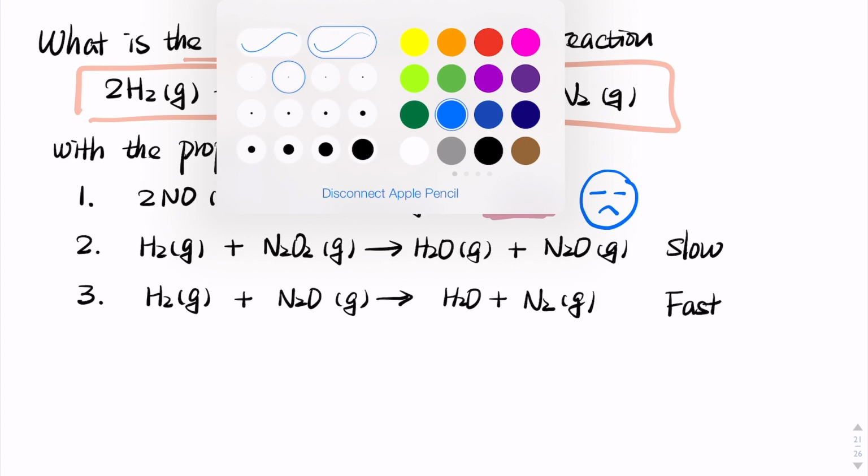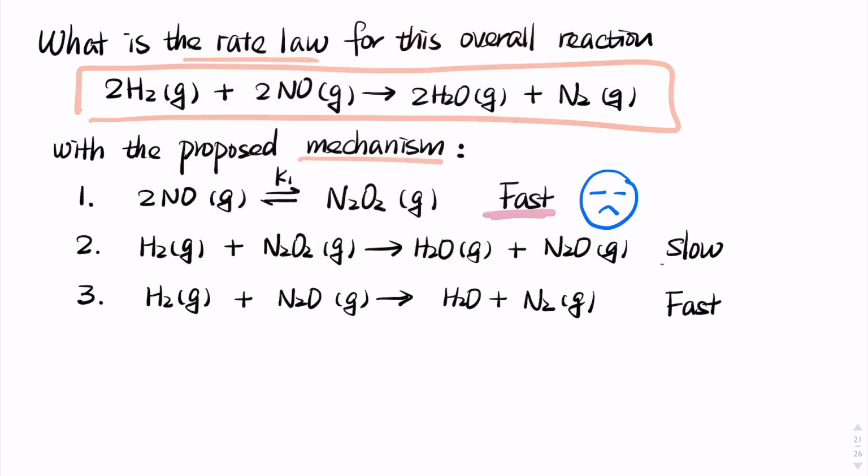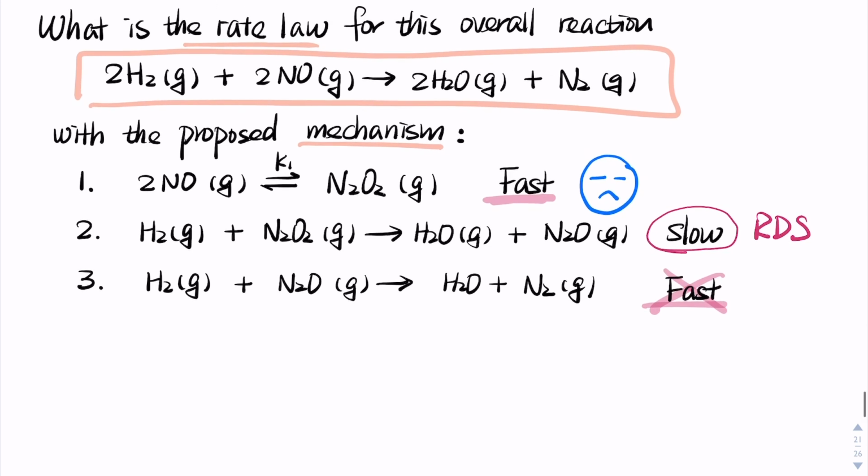The second step is the slow step. That's good, so we know that's our rate determining step. Then you ask, what about the last step? It's also a fast step. We don't mind, because again, the slow step is what determines the rate. So let's start from that point, because that's what really determines the rate.